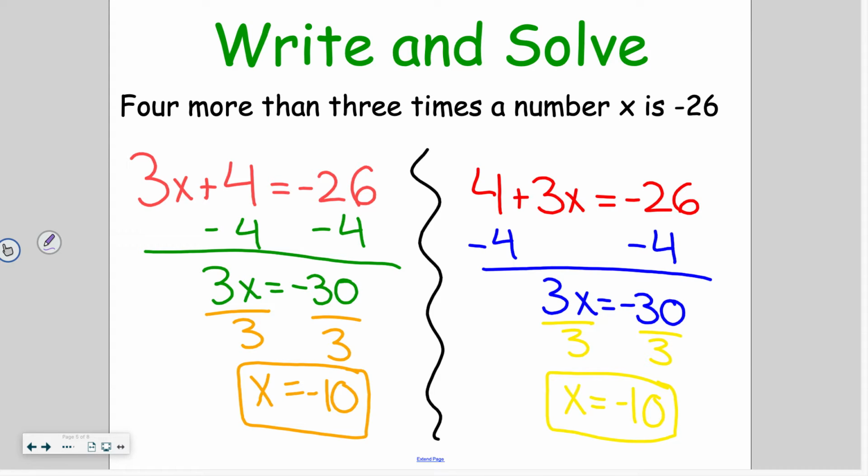4 more, that means we're adding 4, so you can either have plus 4 at the end or positive 4 at the beginning. And then we've got 3 times the number x, so we've got 3x is equals negative 26. Either way, your first step is subtracting 4 and then dividing by 3. Both setups give you an answer of x is equal to negative 10.